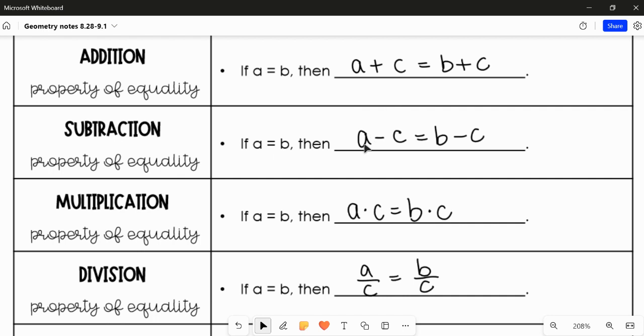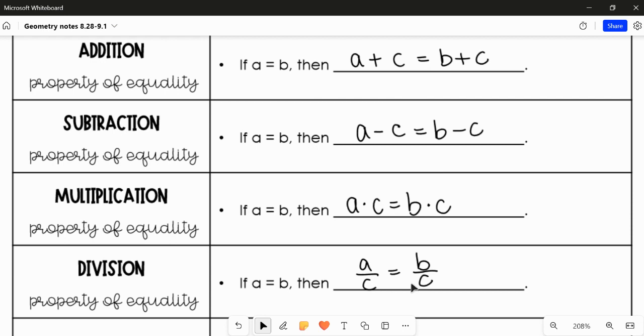Likewise to that, we also got subtraction. If we are subtracting the same thing from two things that are equal, it should still be equal. Then same thing goes for multiplying and dividing. Now these are things that we've been doing in algebra with solving our equations. We just haven't necessarily called it as it is. So these are the technical names to the things that we've been doing so far.